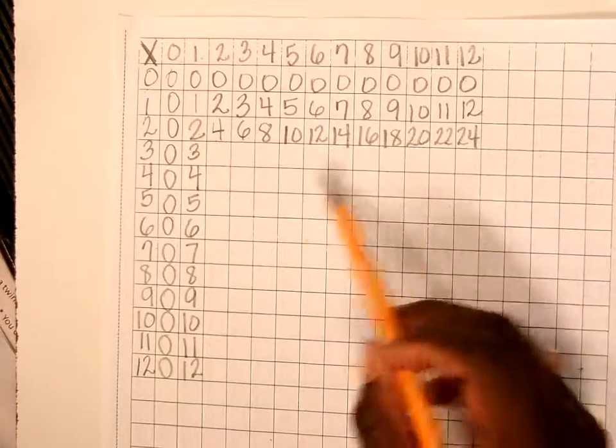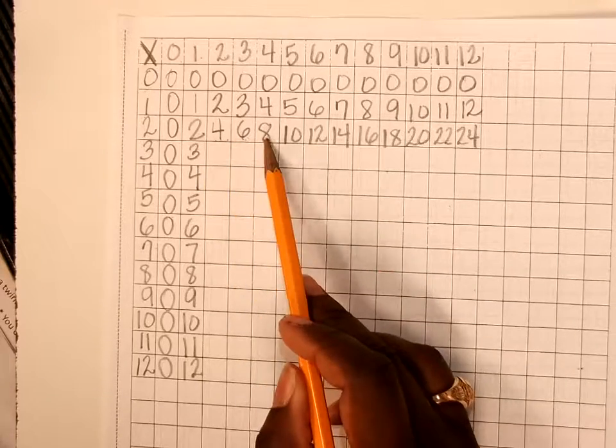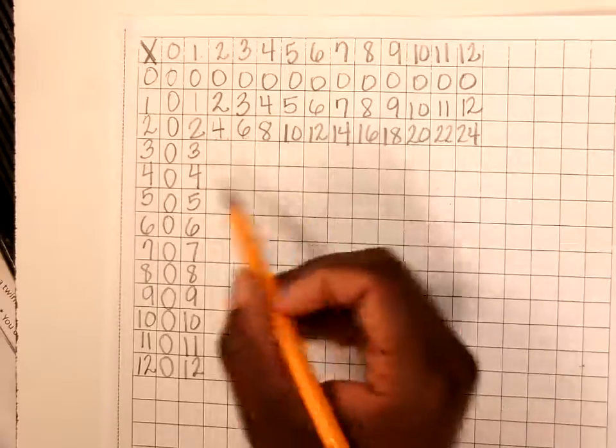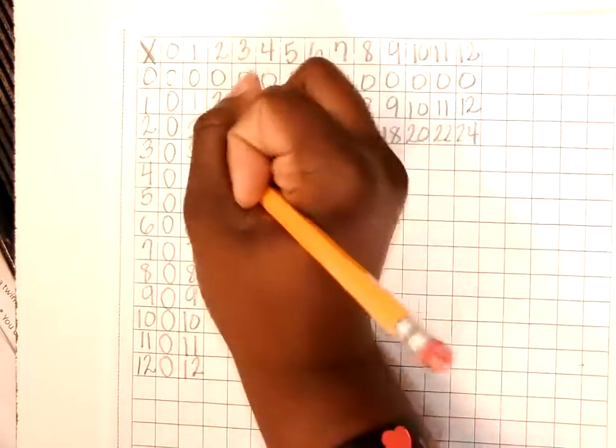Of course, we're skip counting, but if you notice, we're just adding 2 every time, adding 2. Okay? And that's what multiplication is. It's repeated addition. Now let's do it vertically.